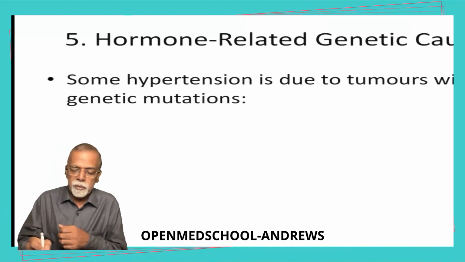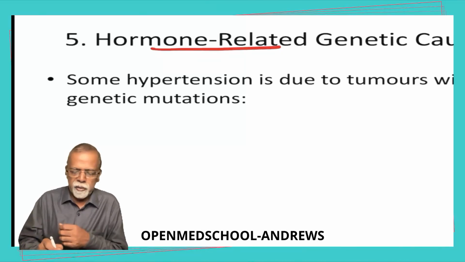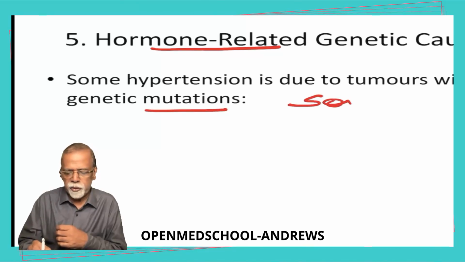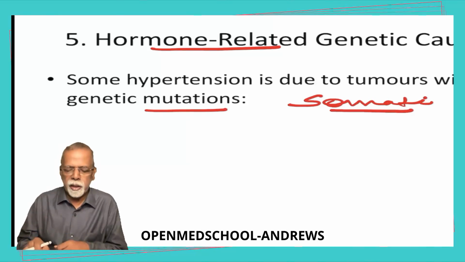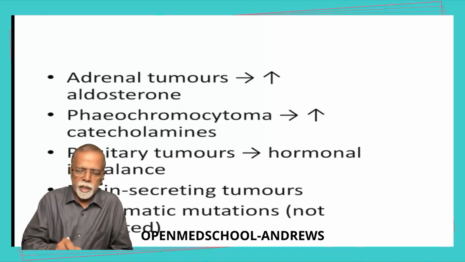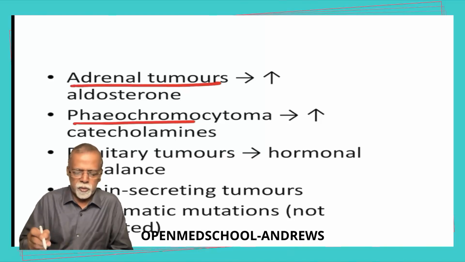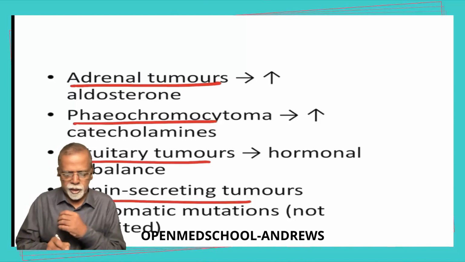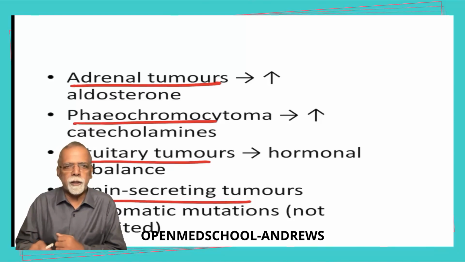Some hypertension is hormone related. And remember, they are not inherited, they are due to somatic mutations. Some of them are hereditary also. Examples are adrenal tumors, pheochromocytoma, pituitary tumors, renin secreting tumors. Again remember, these are somatic mutations, they need not be inherited.